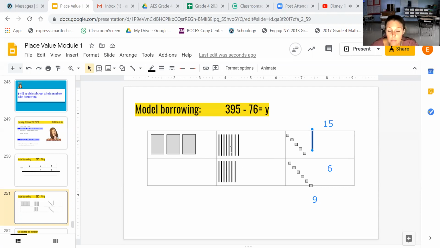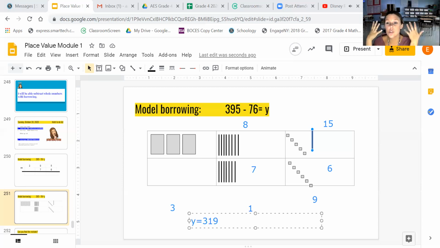I see that I have more tens in my minuend than my subtrahend. So 1, 2, 3, 4, 5, 6, 7, 8. I have 8, and I'm going to take away 7, leaving me with a difference of 1. And then last, I have 3 hundreds, and I'm taking 0 away, which means I still have 3. So my value of y equals 319.